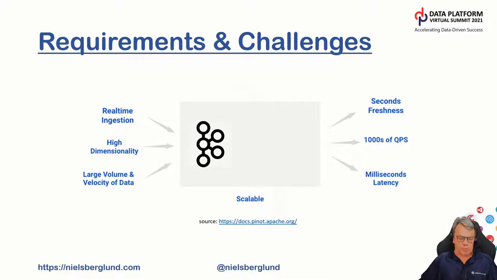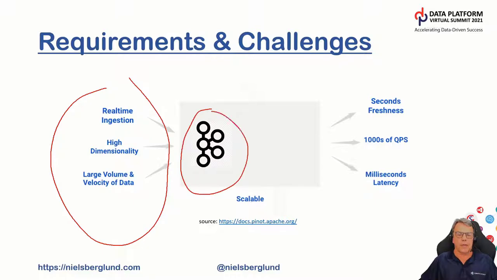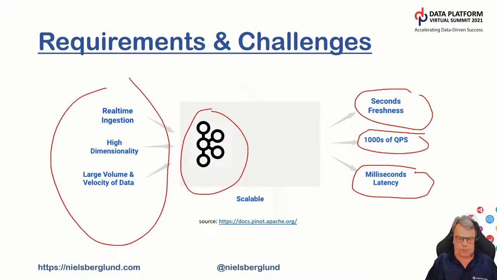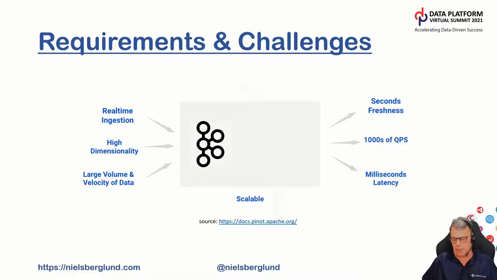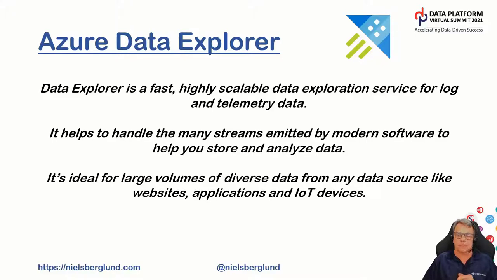So we have now seen how on the left-hand side we can get data into Kafka. But when we now want data with seconds freshness, thousands and thousands of queries per second, and millisecond latency, what do we use to do that? So yes, we could definitely use ksqlDB, but these thousands of queries per second are probably not suitable for it. And we may want to do more advanced queries than what we can do in ksqlDB. Don't get me wrong, ksqlDB is absolutely awesome, but for certain requirements, we need something else. And as this talk is about Apache Kafka and Azure Data Explorer, that something else is Azure Data Explorer.